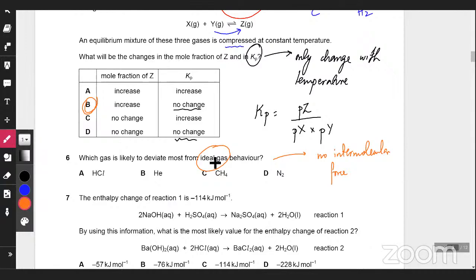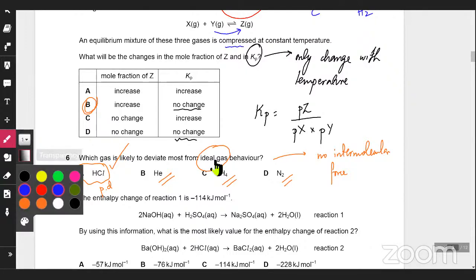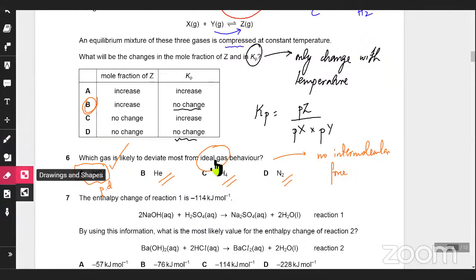Now, if any gas has very strong intermolecular forces, which is true in this case, I mean, this has permanent dipoles, whereas all the other ones have weak van der Waals forces. So permanent dipoles, it's going to deviate a lot. And why would it deviate? What's the reason why it deviates?